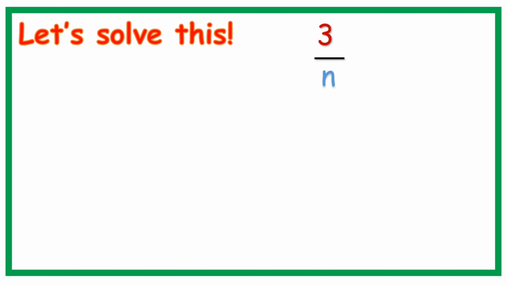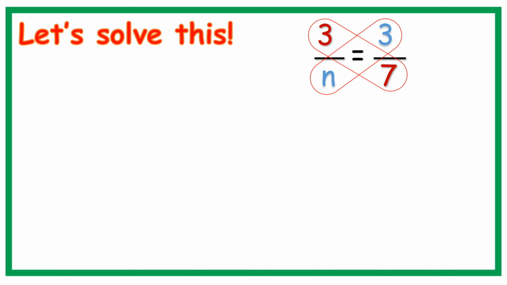Let's solve this. 3 over n equals 3 over 7. How are we going to answer this? I'm going to use the cross multiplication guide. There you go. Just like that. Then we write the equal sign. Then write n times 3. Good. And on the other side, we can write 3 times 7 or 7 times 3.